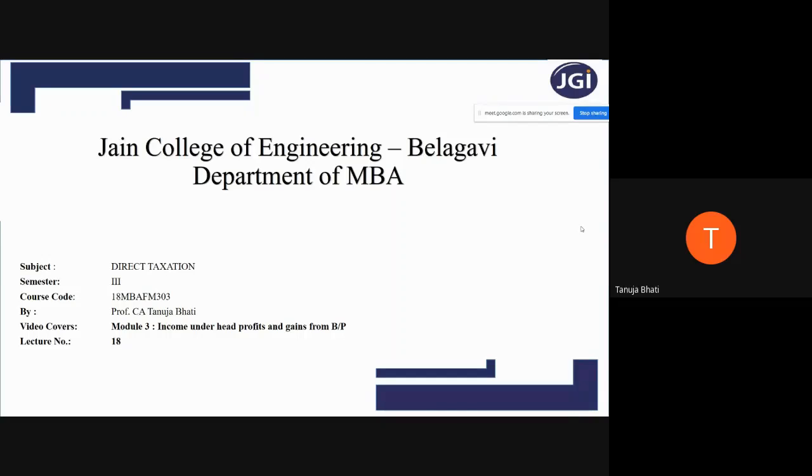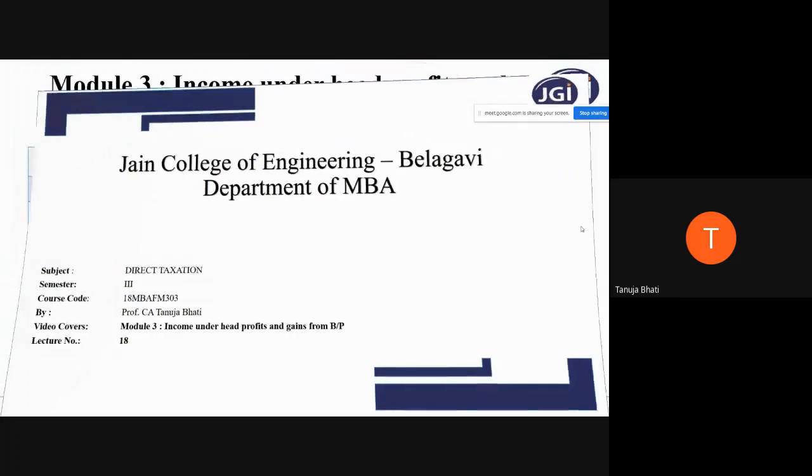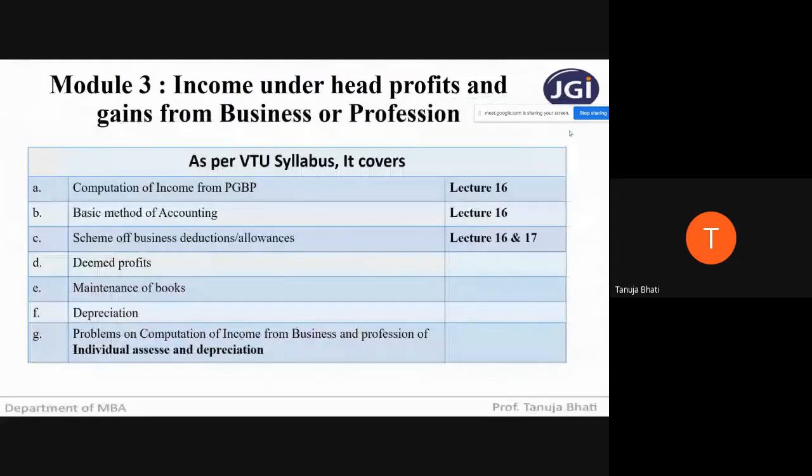Lecture number 18 of module 3, that is income under heads profits and gains from business and profession, under subject direct taxation. As we know, this particular module covers computation of income from profits and gains from business and profession, of which we have already seen in lecture number 16 the basic method of accounting, scheme of business deductions and allowances. So we are remaining with deemed profits.